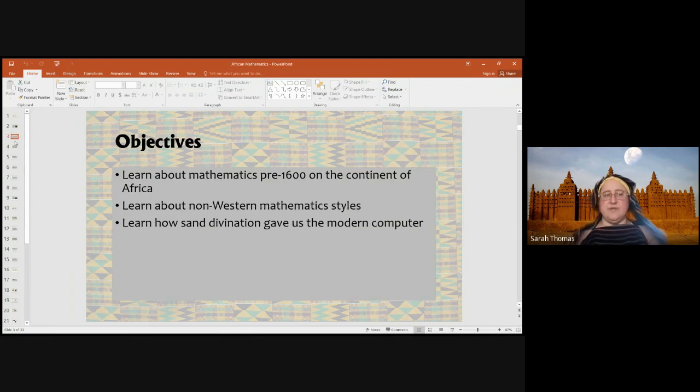So here's what we're going to be learning today. We're going to learn a little bit about mathematics pre-1600 on the continent of Africa. This is a large continent. There is a wide variety of mathematics, cultures, things like that. But we're also going to learn a little more about how non-Western mathematics styles look and feel. And we're going to learn about how sand divination has a trail of connections to the modern computer. So we're going to learn about that.